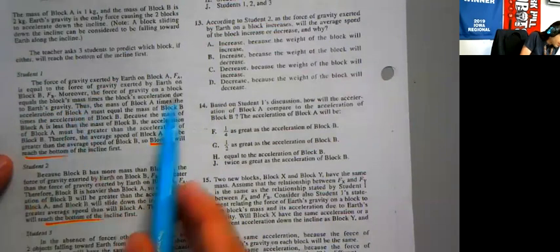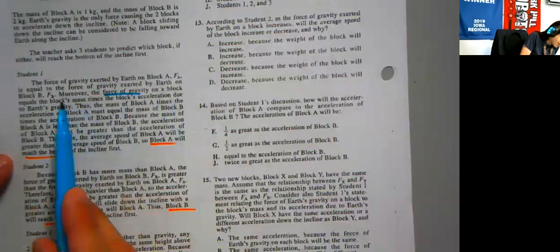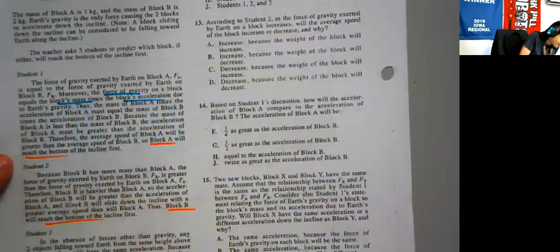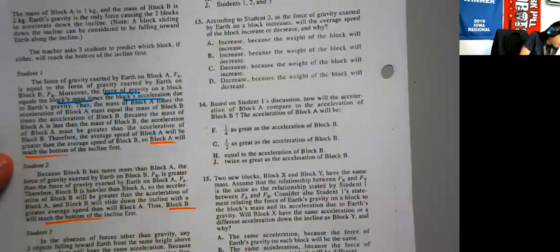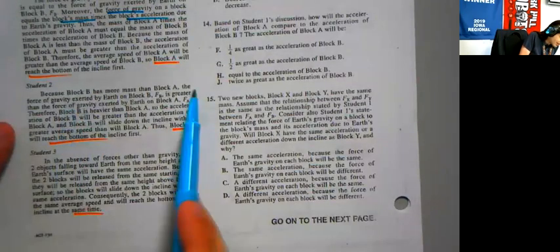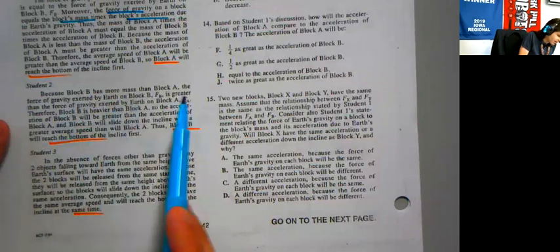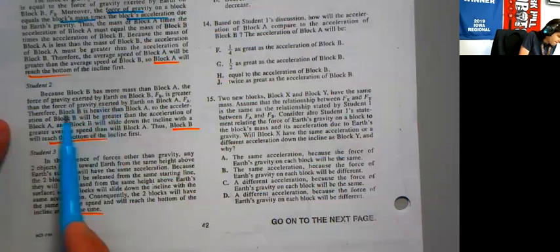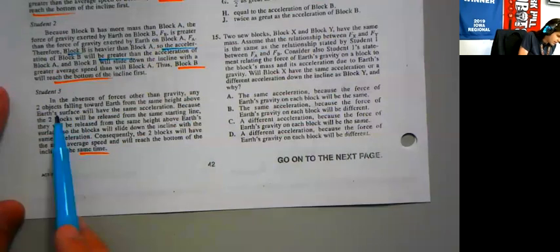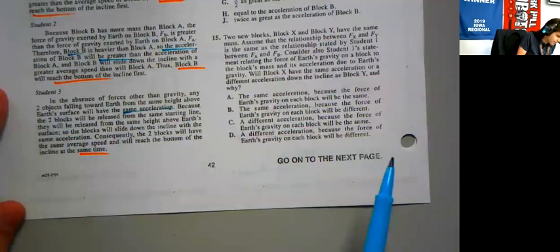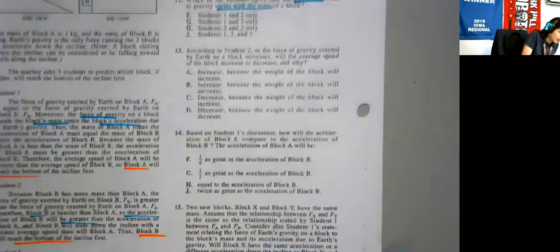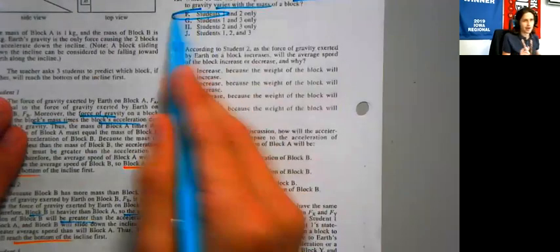Force of gravity equals, all right, force of gravity equals block's mass times block acceleration due to gravity. Okay. Because block B has more mass, the force of gravity exerted on Earth on block B is greater. Okay, so greater. All right. Acceleration will be greater. All right. Same acceleration. So it's going to be 1 and 2 only on 12 there, F.